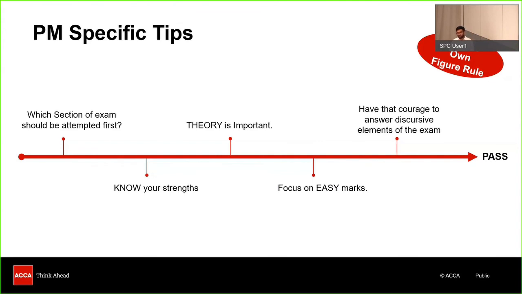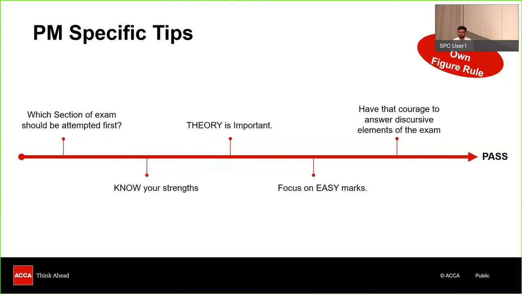Second tip is know your strengths. If you know that you're good in costing, if you know that you're good in variances, and such a question comes in the exam, then you must do it diligently and get the maximum score out of it. Then you cannot say that, oh, I have done, let's say, 15, 20 questions on variances, but the exam question was completely different. It cannot be completely different.